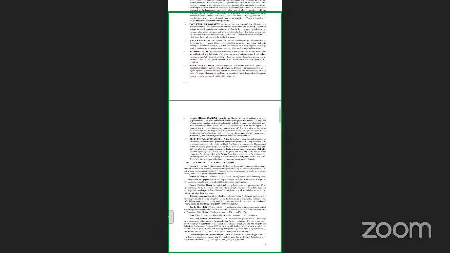Next, visual management. Visual management lets everyone know about manufacturing targets, current status, deviations, etc. It makes information available to all regarding the status of production lines and downtime, and also controls the process by defining limits of tolerance. Good and not good parts are also defined with different colors.